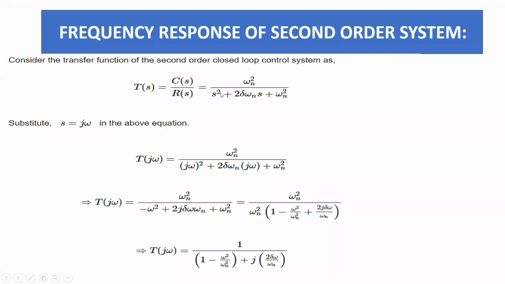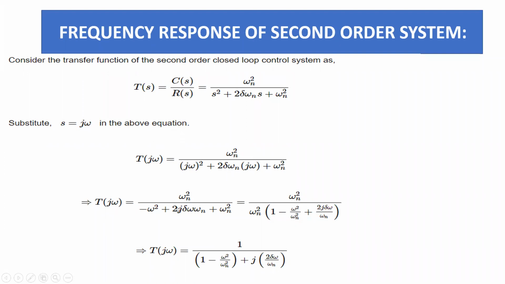If we continue this analysis for the second order system, we have the closed loop transfer function of the second order system as omega n square divided by s square plus 2 delta omega n s plus omega n square, where omega n is the natural frequency and delta is the damping factor. If we substitute s equal to j omega in our transfer function equation, what we have is the frequency response of the system.